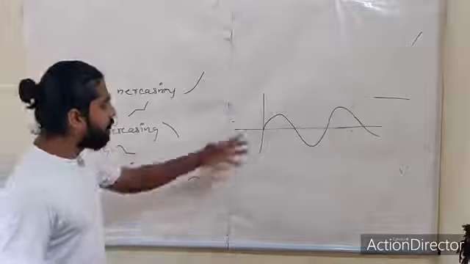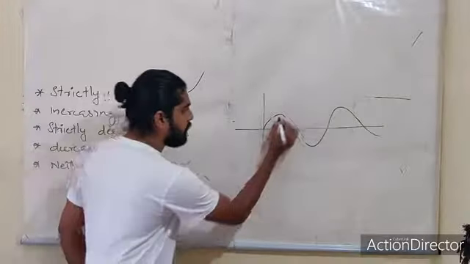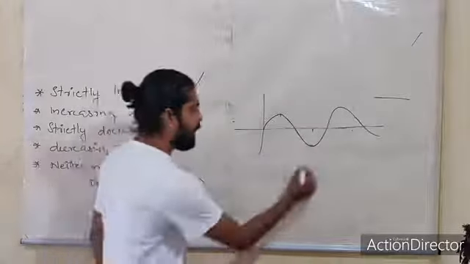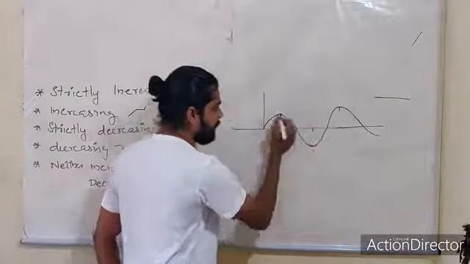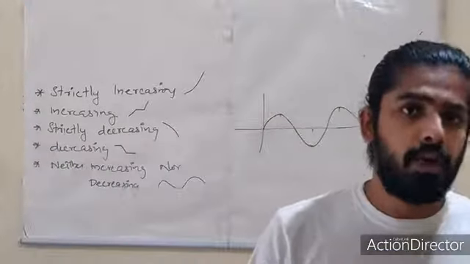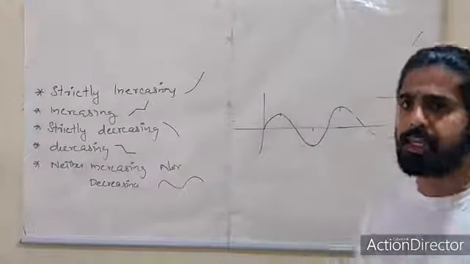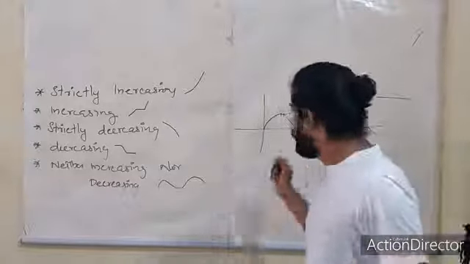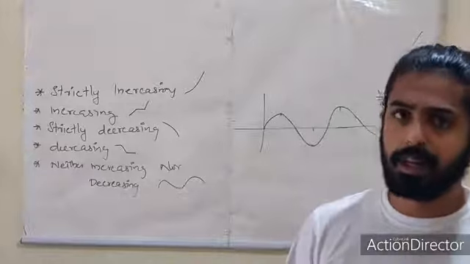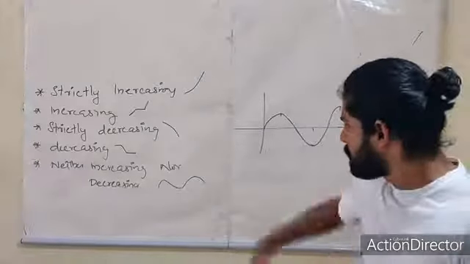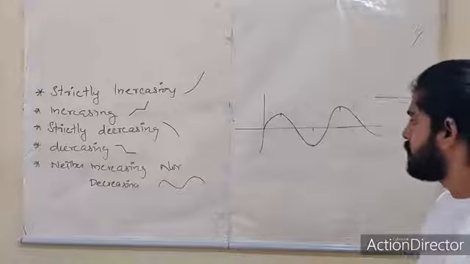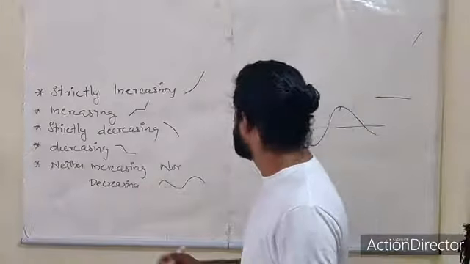We can't say the function is strictly increasing because it decreases in this interval, right? In this interval, it is decreasing, and in this interval, it is increasing. But we can't say it is increasing because it is decreasing also. And we can't say it is decreasing, because it is increasing also. So this type of function is said to be neither an increasing function nor a decreasing function. Okay, so these are the topics that we have to learn in this section. So we'll go into this in detail.